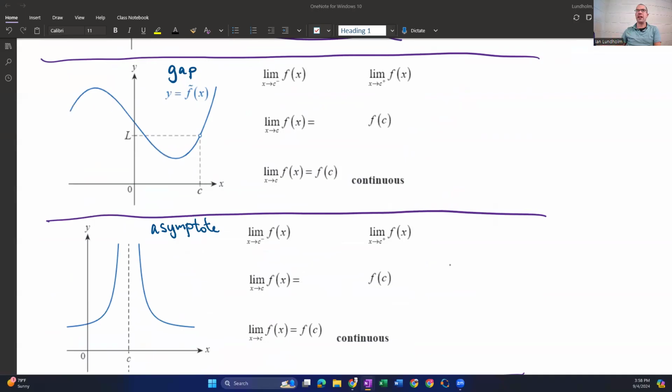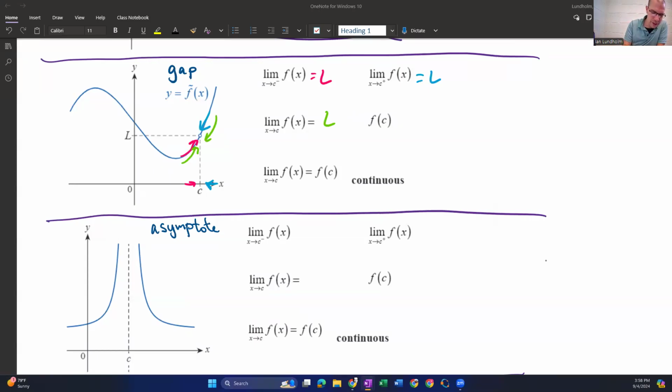Here's a gap discontinuity. Here we have not filled in that gap. So if you want to take a shot at filling these in on your own, feel free to work ahead of me. That's totally fine. But let's go ahead. From the left, it looks like L. We'd be going this way. From the right, again, it looks like L. That means they exist, they agree, the overall limit exists, and it's L.